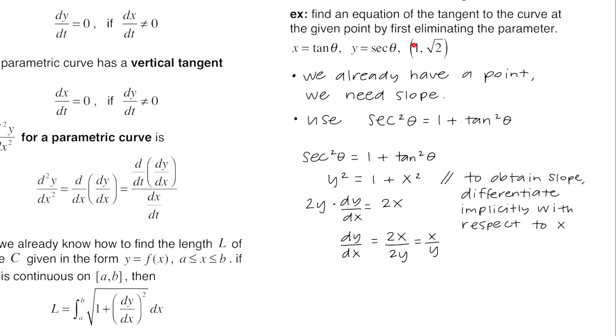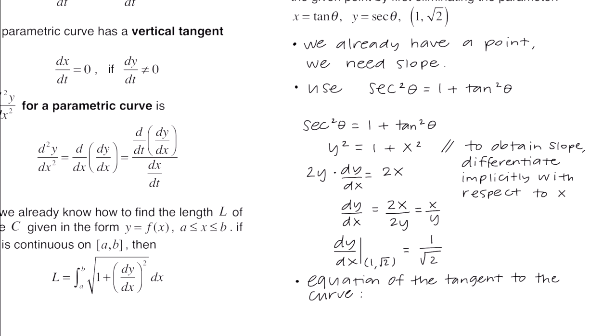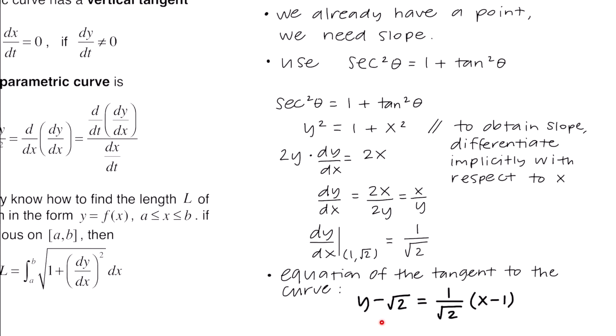And then we're going to take this point where x is 1 and y is root 2 and plug them in to find our slope. So we get 1 over the square root of 2. All right, so now that we have our point and we have slope, we're going to plug them into point-slope form to find the equation of the tangent line. So we get y minus root 2 equals 1 over root 2 times the quantity x minus 1.